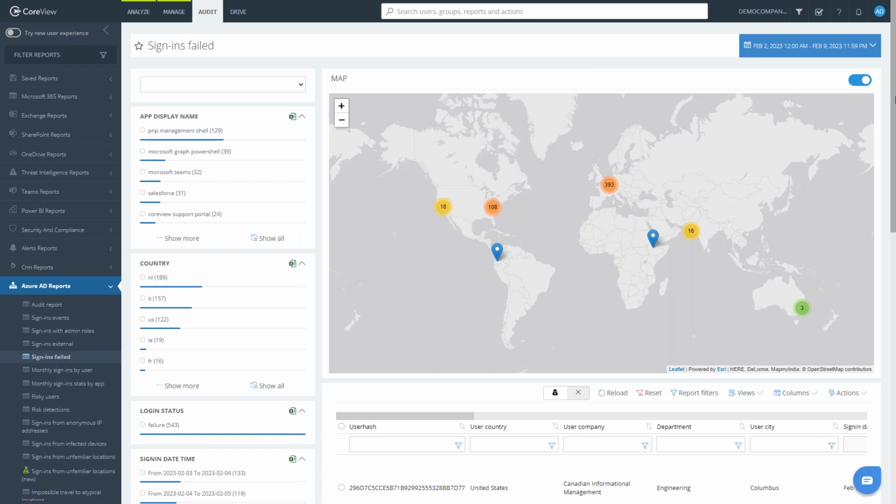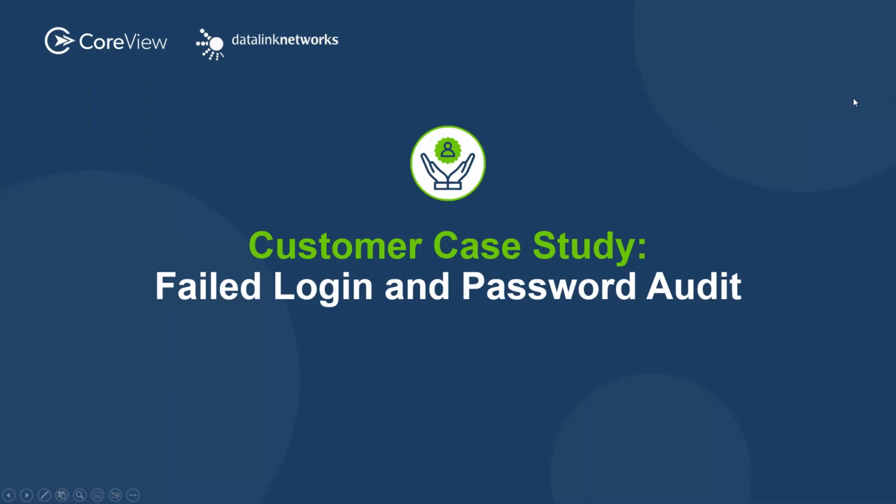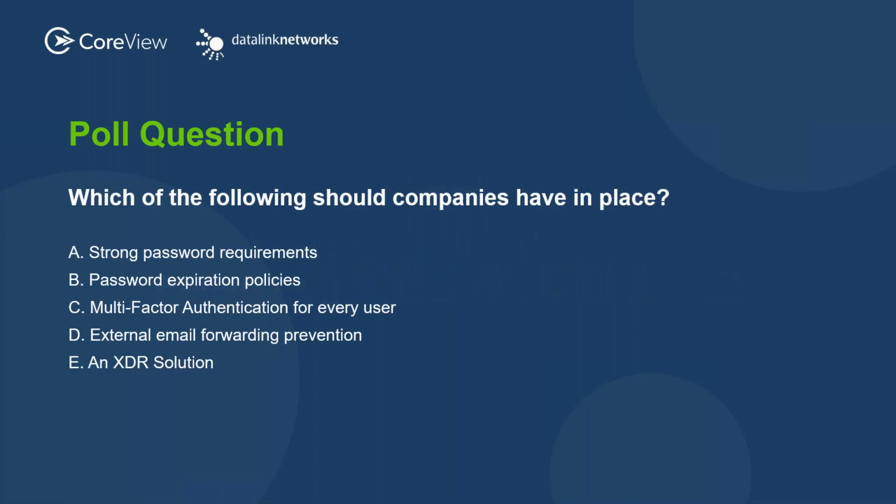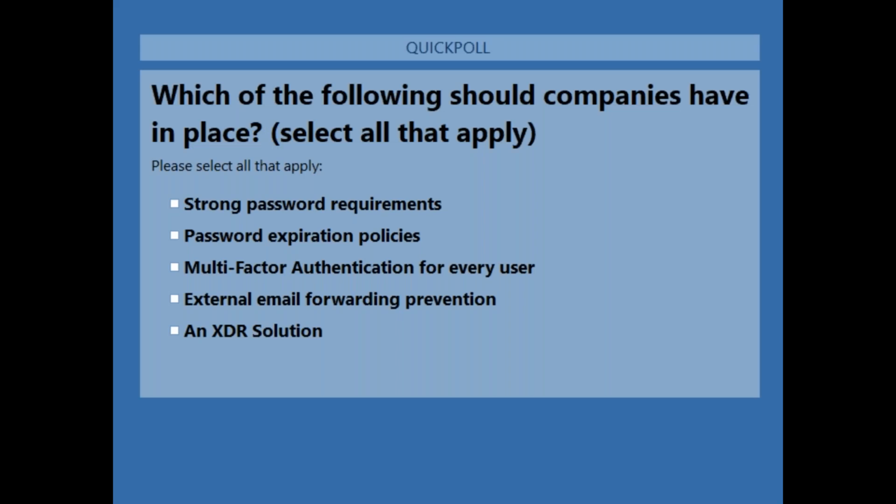So I'll jump back into our presentation, and I think we have a quick poll question for you, just to keep things engaged. So we're thinking about 4 major areas of security here: strong passwords, multi-factor authentication, email security, login attacks, etc. So which of the following should a company have in place?